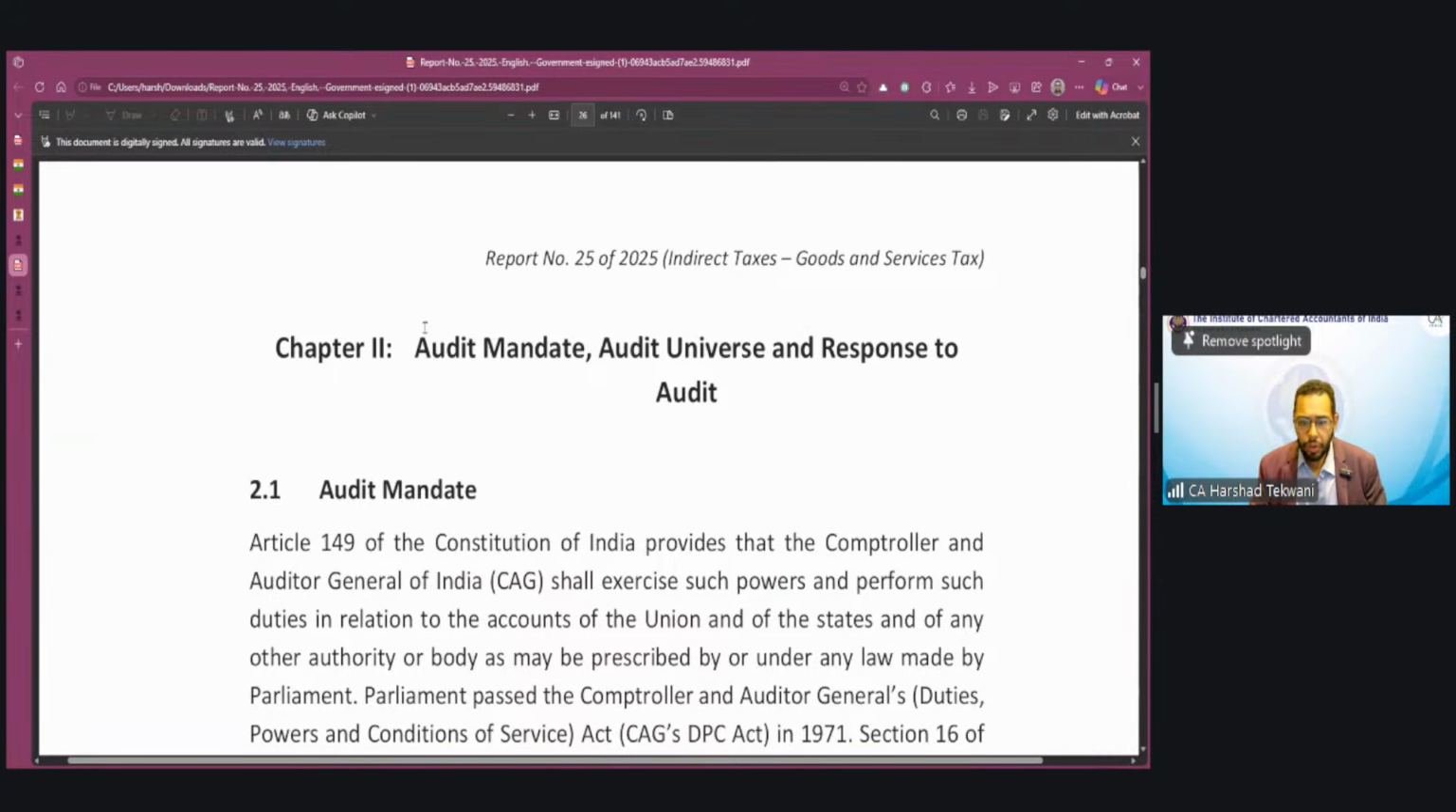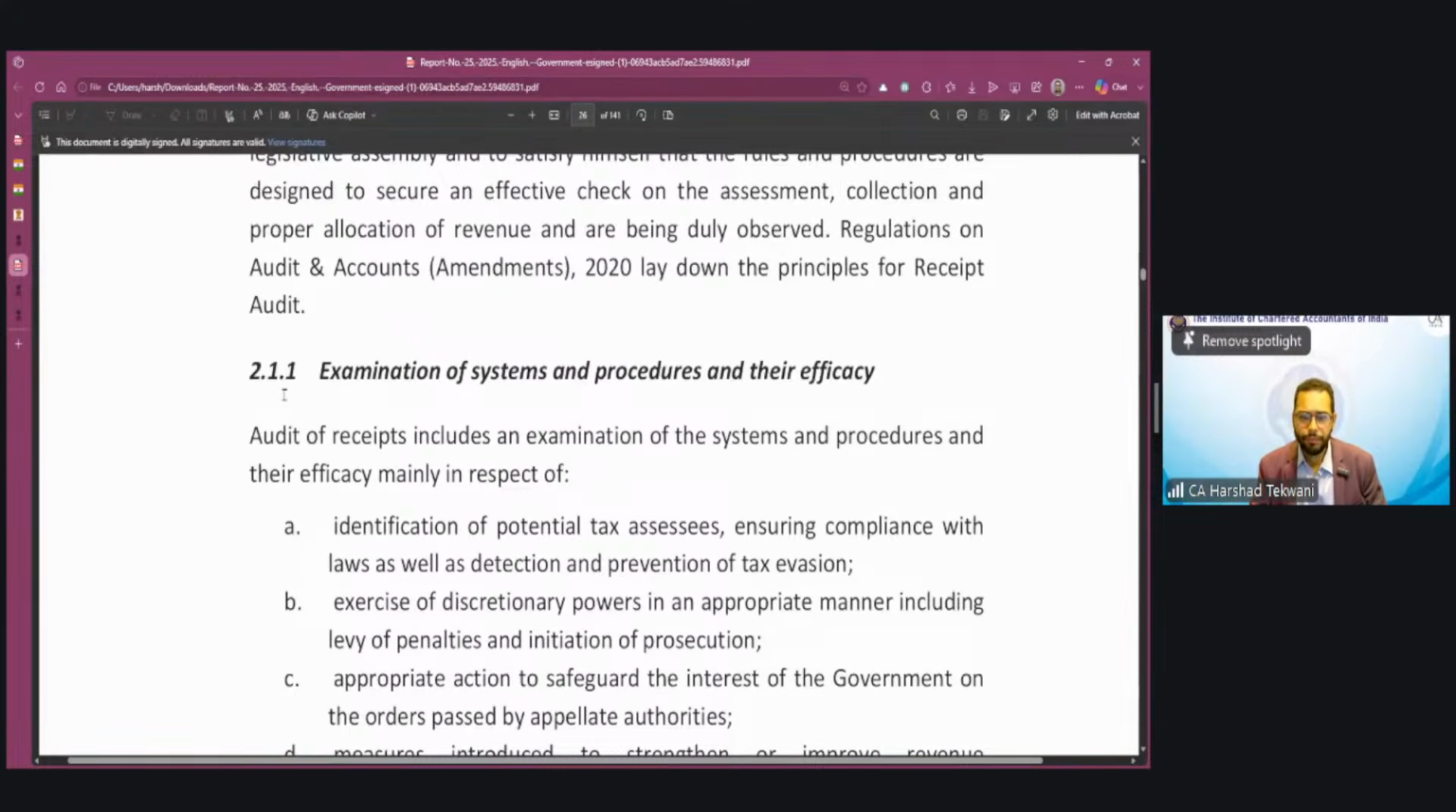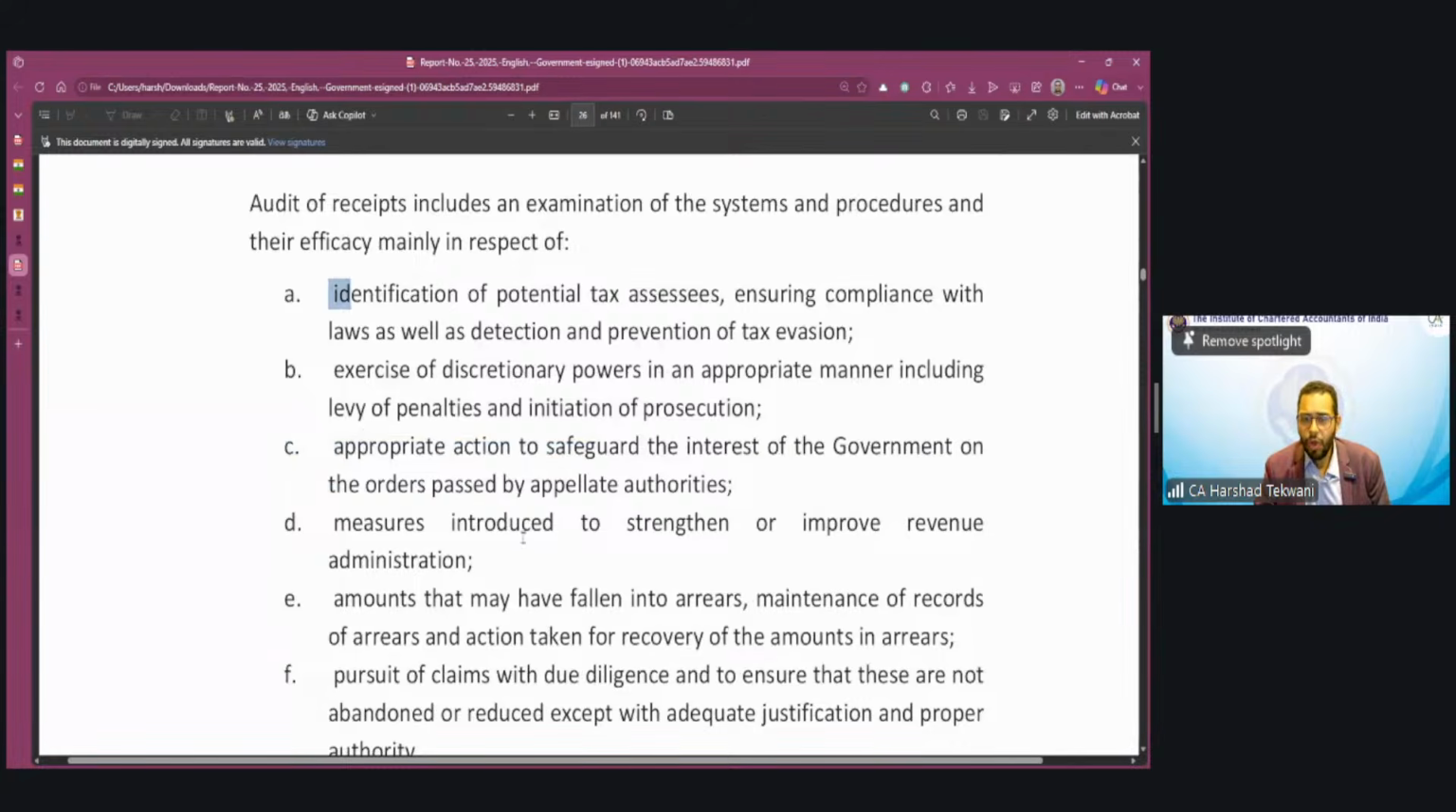So let's talk about chapter 2. We'll go to chapter 2, compliance audit. Now what they are saying: examination of the system, procedures and their efficacy. Audit of receipts includes an examination of the system, procedure and their efficacy, mainly in respect of all these aspects.